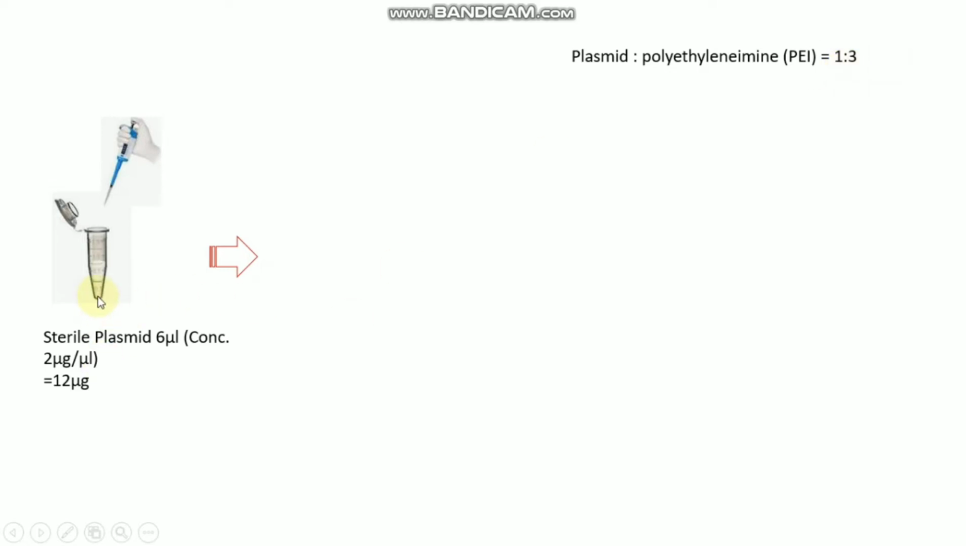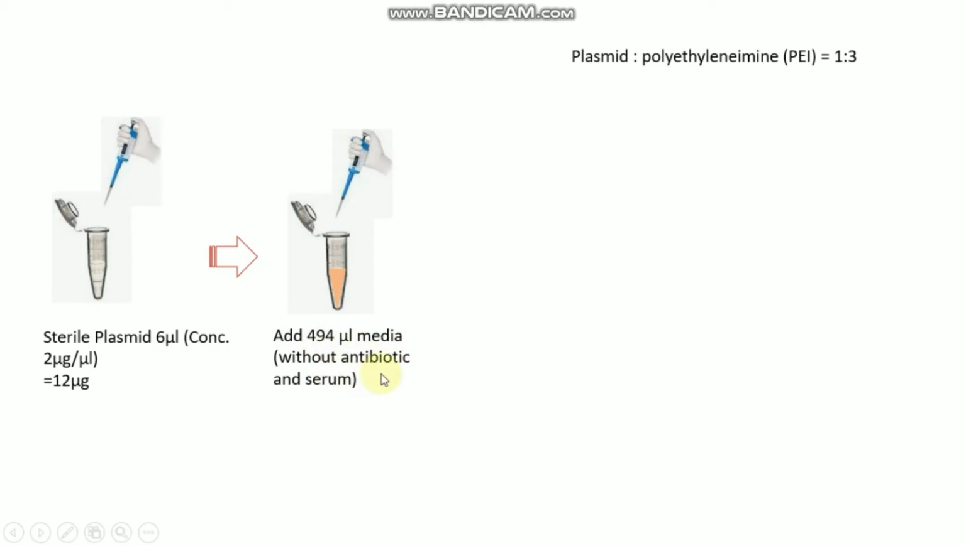First, in a 1.5 ml sterile tube, you have to take the plasmid. The plasmid should be sterile, obviously. If I consider the plasmid concentration is 2 microgram per microliter, and this protocol is for a 10 centimeter dish, then you take 6 microliter of plasmid here, so in total 12 microgram. Then add 494 microliter of media, antibiotic and serum free. So in total it will be 500 microliter, right?